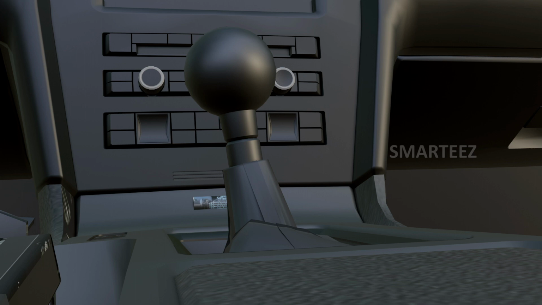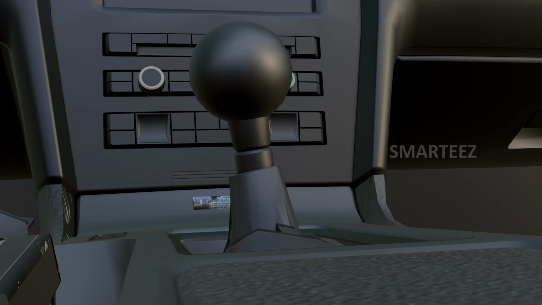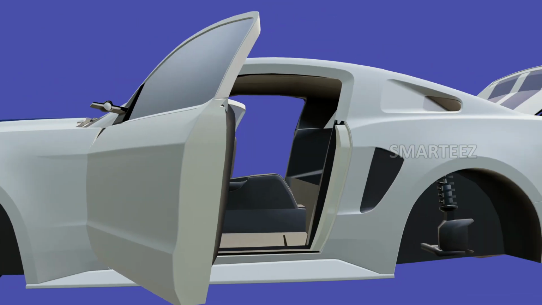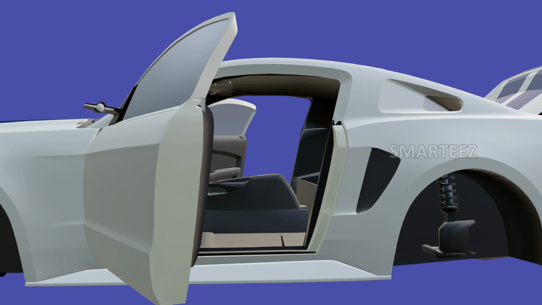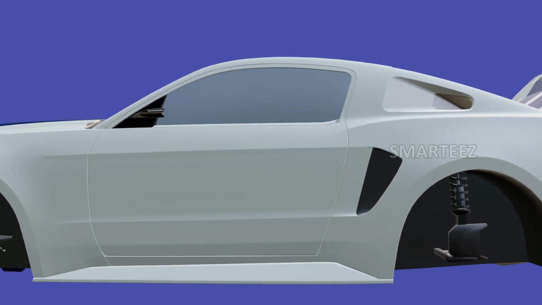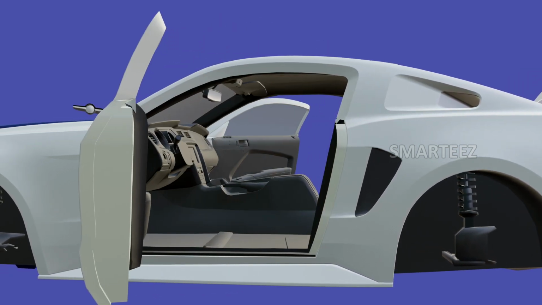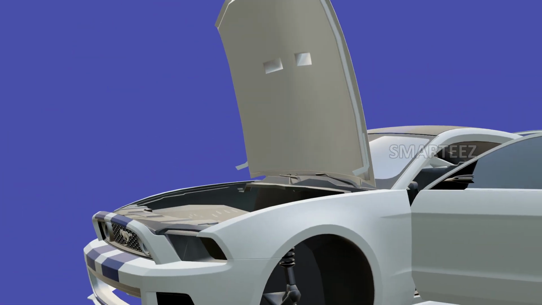There's a gear that helps when you change the speed or direction. The gear and its mechanism are connected to the wheels. We see car doors that can swing at the sides to help people enter and exit the car comfortably.